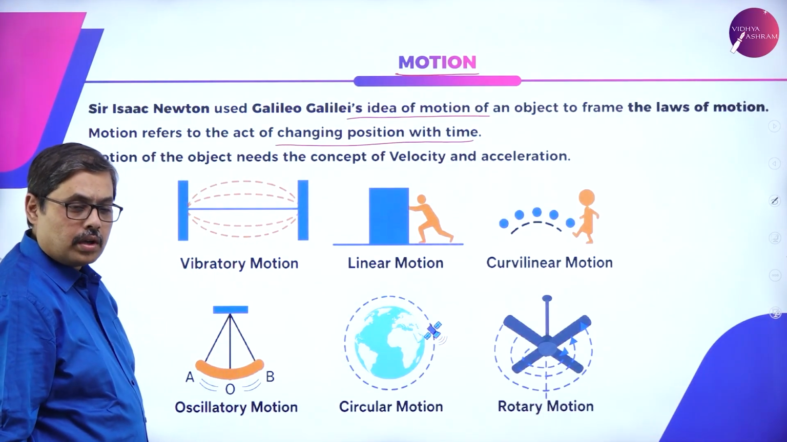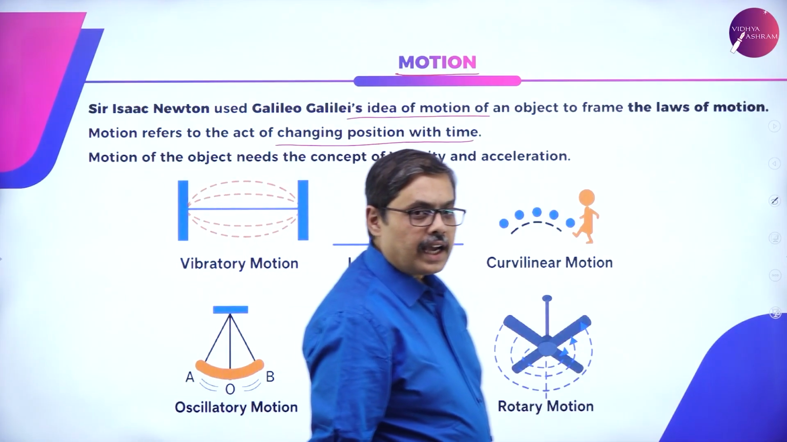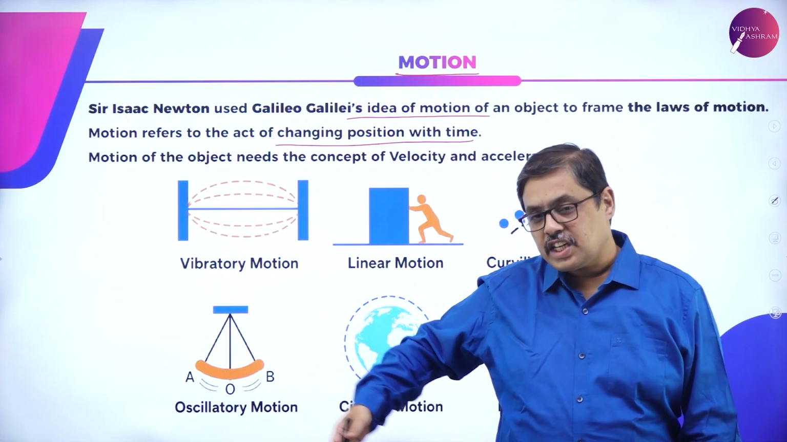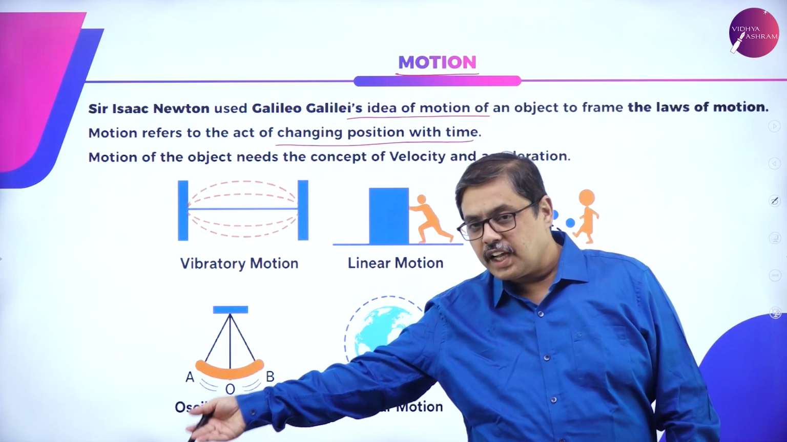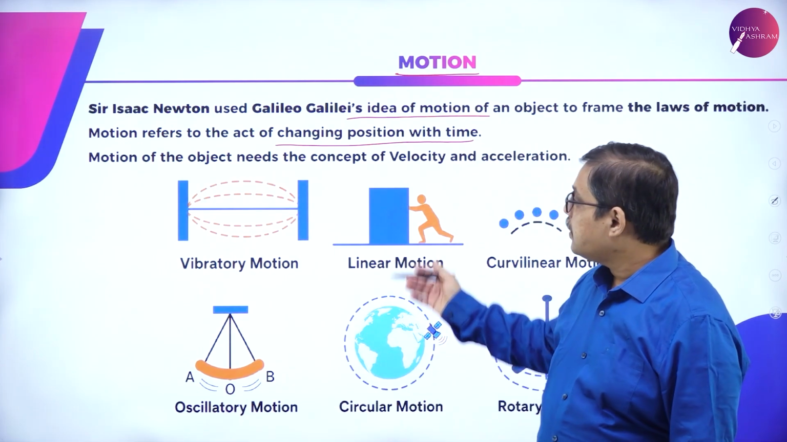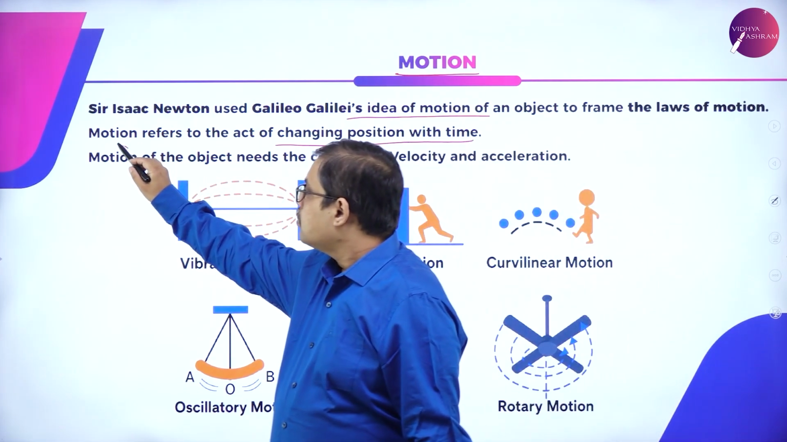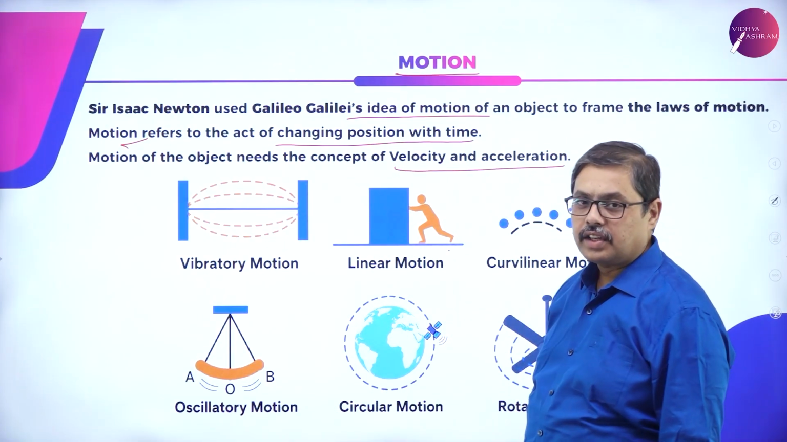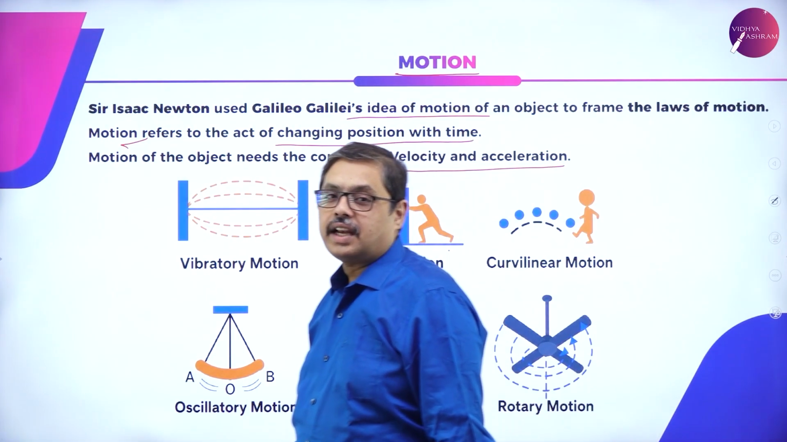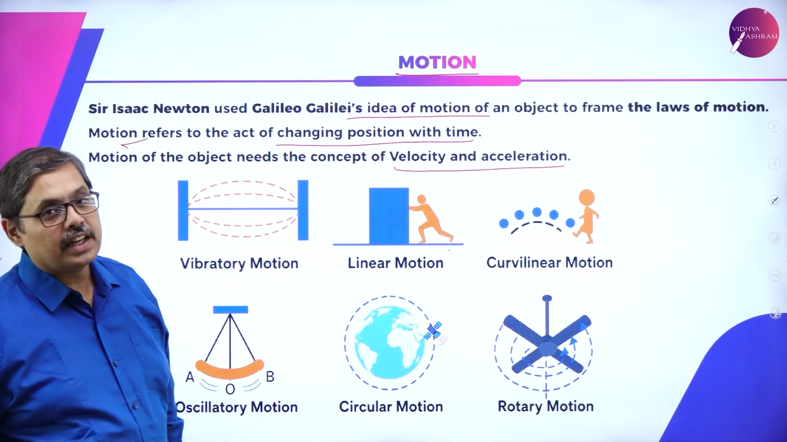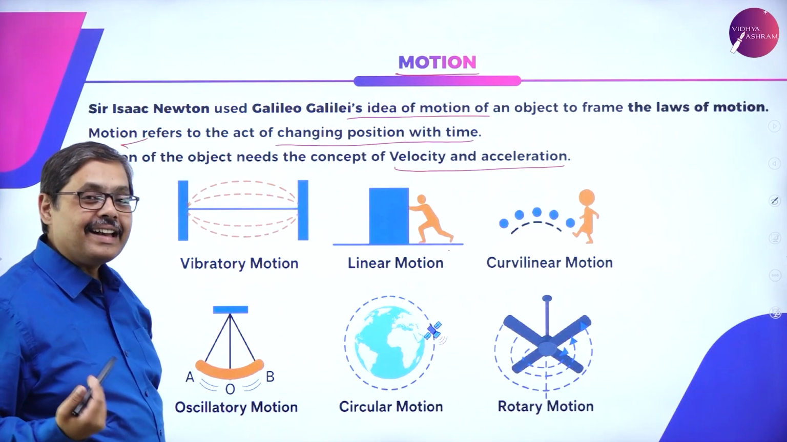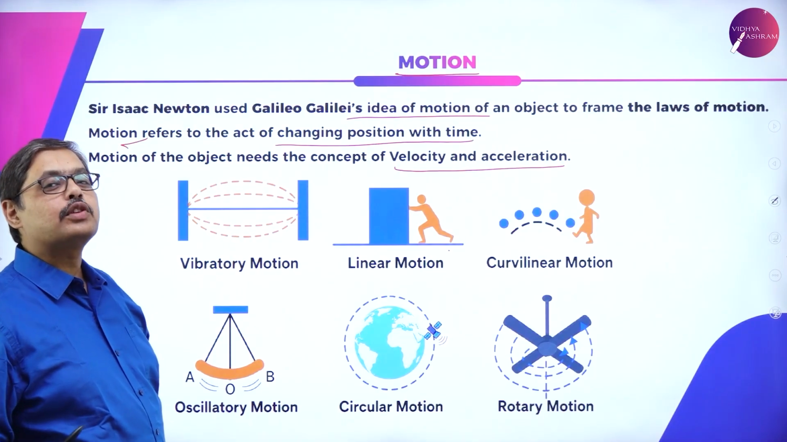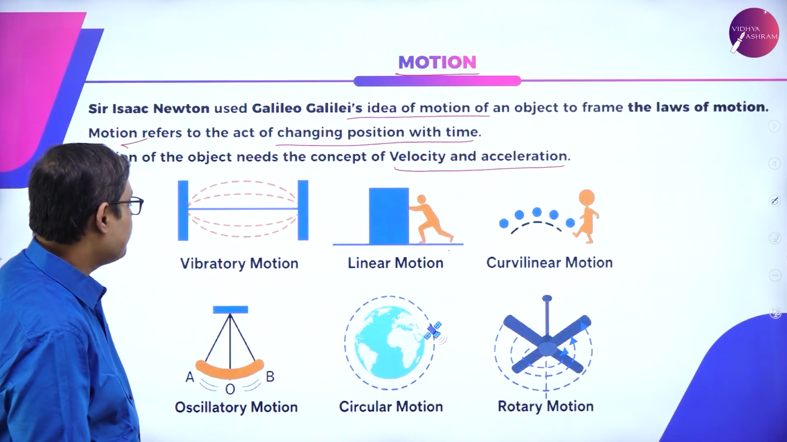I am here now. After a few seconds, I'll be in this position. So this change of position from position A to position B can be called motion. Motion of the object needs the concept of velocity and acceleration. To better understand motion, we need to understand velocity as well as acceleration. But let us first understand what are the types of motion that are known to us.